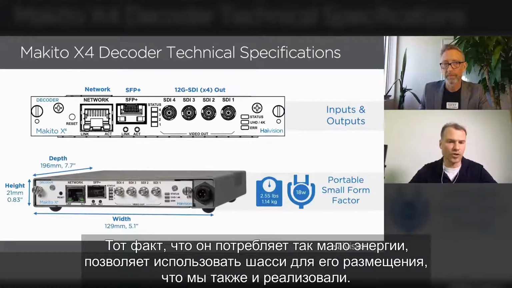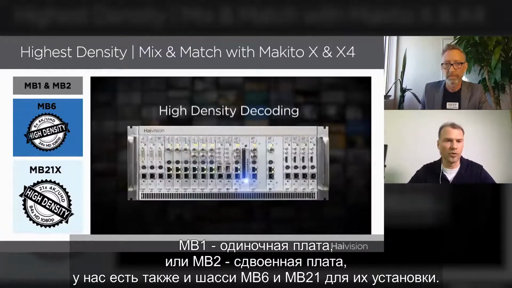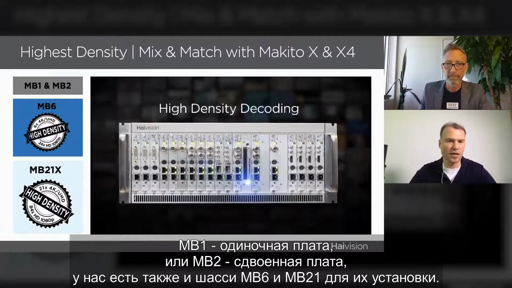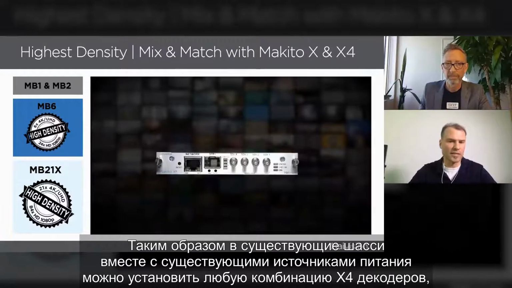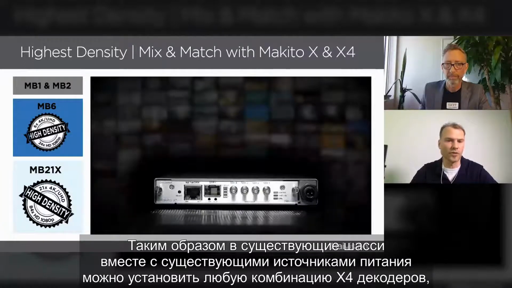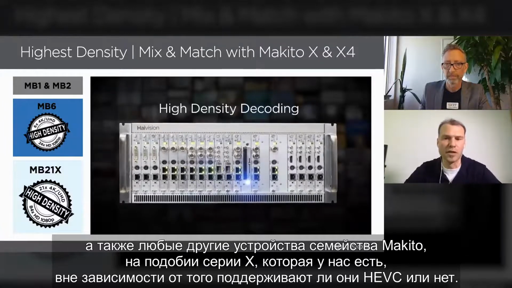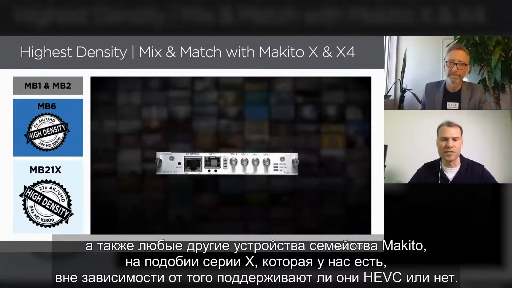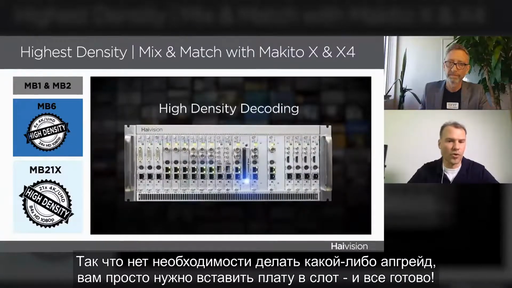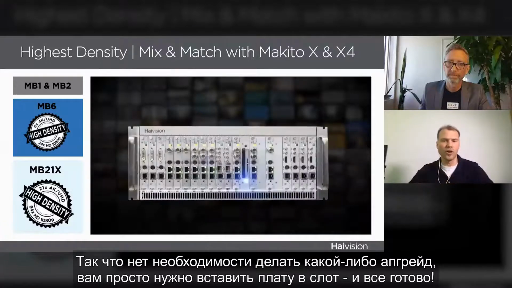But the fact that it's such low power also gives the ability to use chassis that we have already deployed. So whether it's the MB1, the single blade, or the MB2, the dual blade, we have the MB6 and the MB21 chassis. The existing chassis with the existing power supplies can host any combination of X4 decoders, together with any of the other Makito families, like the X family that we have, whether they're HEVC or not. So again, no upgrade really needed. What you just need to do is slot the card and voila.